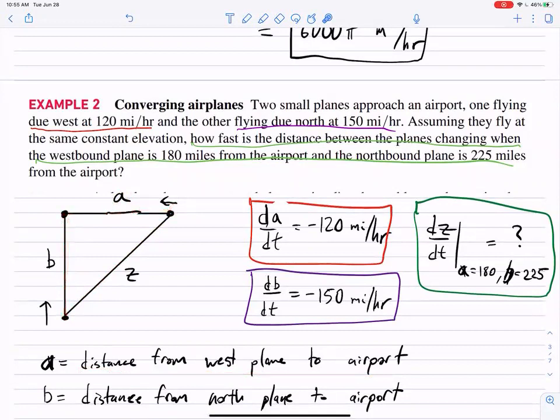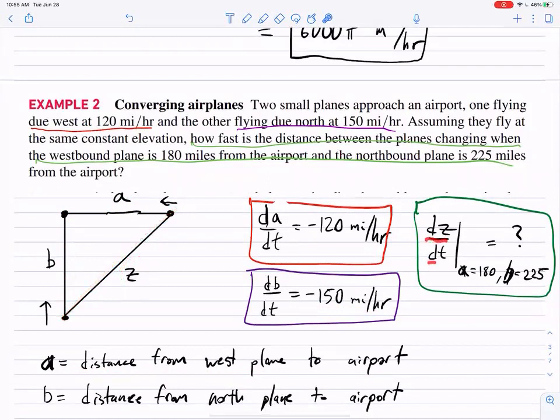And so they're telling us that one is flying due west at 120 miles per hour. So the rate at which this distance is changing is negative 120, because we're going in this direction. So it's decreasing by 120 miles per hour. The rate that this one is changing is negative 150 miles per hour because it's going in that direction at 150. And then we're going to label this distance between them z.